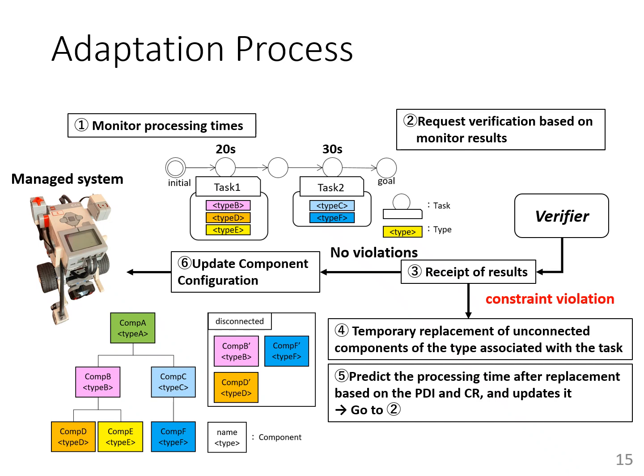We use PDI and CR values to predict how much a replacement will affect the task's processing time. Once a configuration is proposed, the framework re-verifies it. If the proposed configuration resolves the violation, the new configuration is applied, thus completing the adaptation cycle.